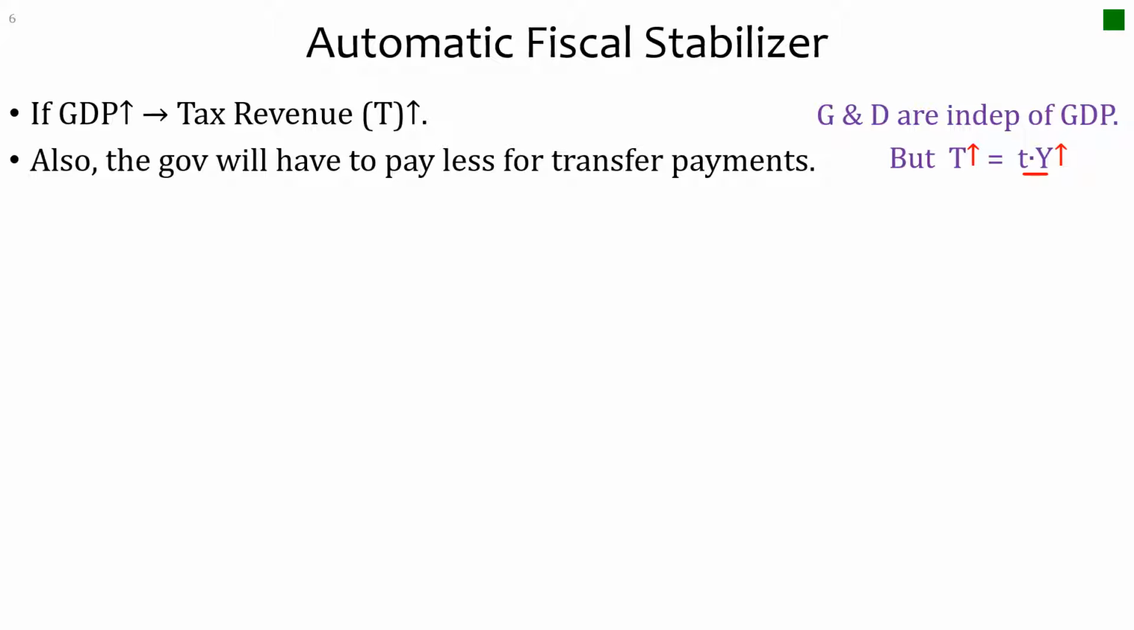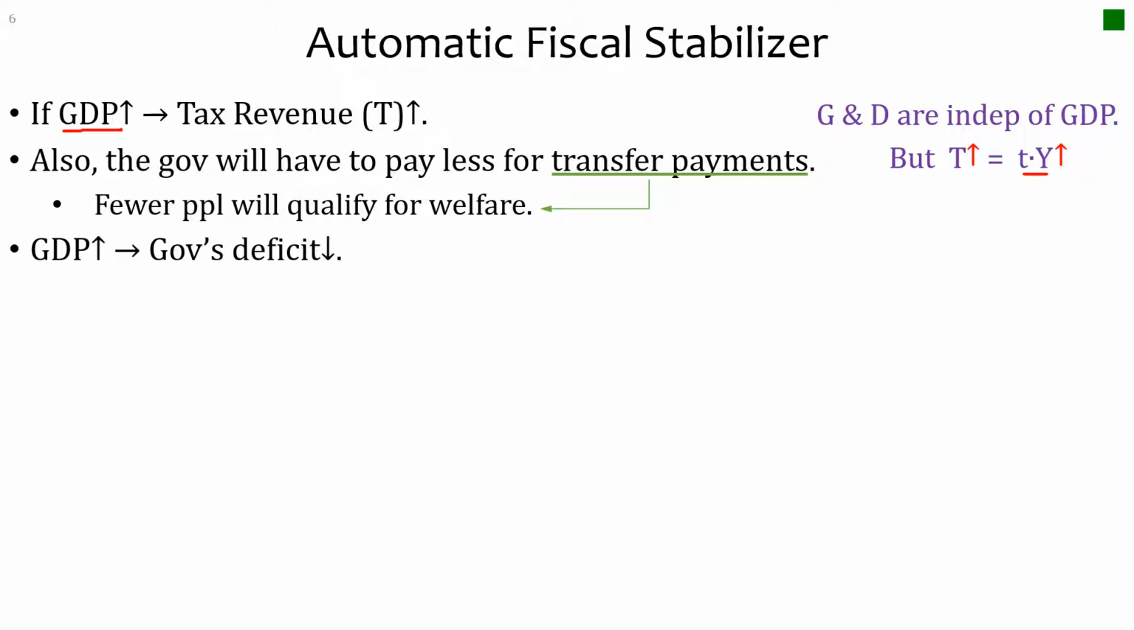Also, the government will have to pay less for transfer payments because fewer people will qualify for welfare. Just think about it. If the GDP goes up, what does it mean? It means a higher national income. So overall, people have more income. So a smaller portion of people are going to fall in the brackets that are qualified for welfare. An example of a transfer payment is welfare, right? So fewer people qualify for welfare, which means the government has to pay less to people. That also boosts the government's revenue position. Overall, when GDP goes up, the government's deficit is going to drop. That should be fairly intuitive.